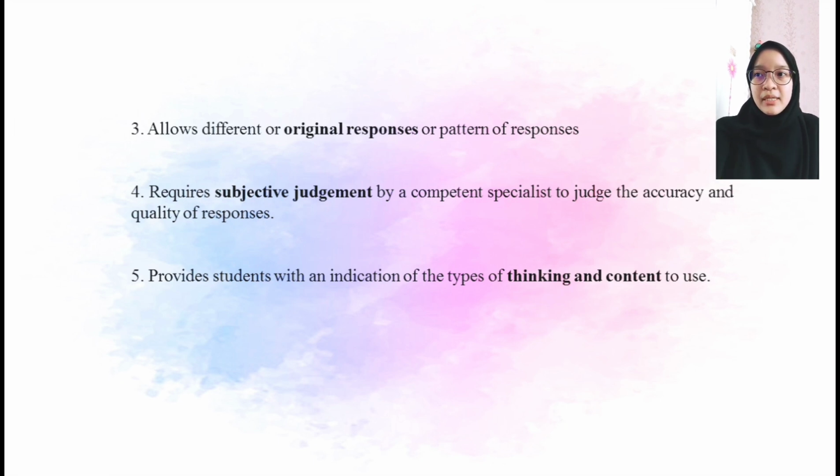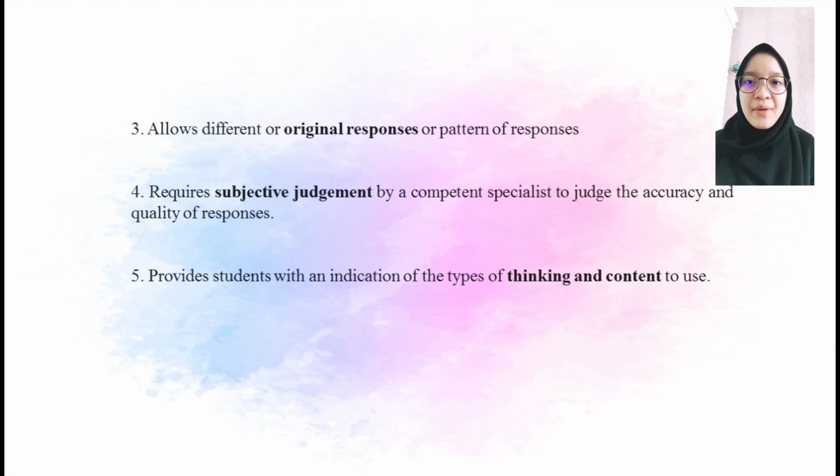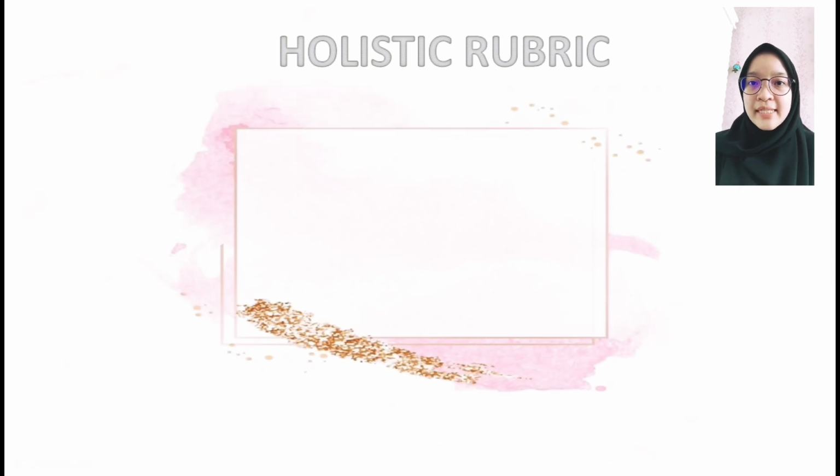And the last criteria is to provide students with an indication of the types of thinking and content to use. So it means that we are giving an opportunity to the students to write the essay based on their true experience and helping a friend who is facing a social issue problem. So now I will explain more about the holistic rubric in general.